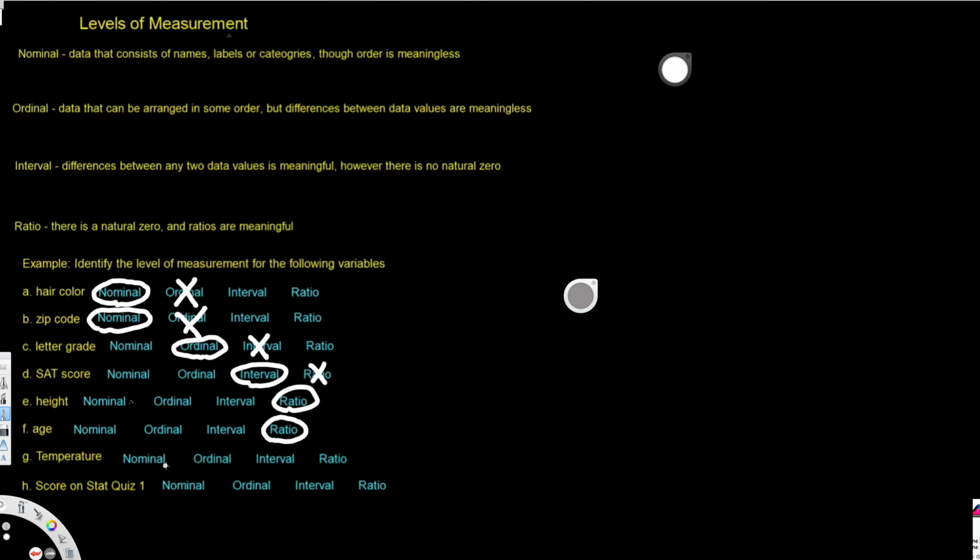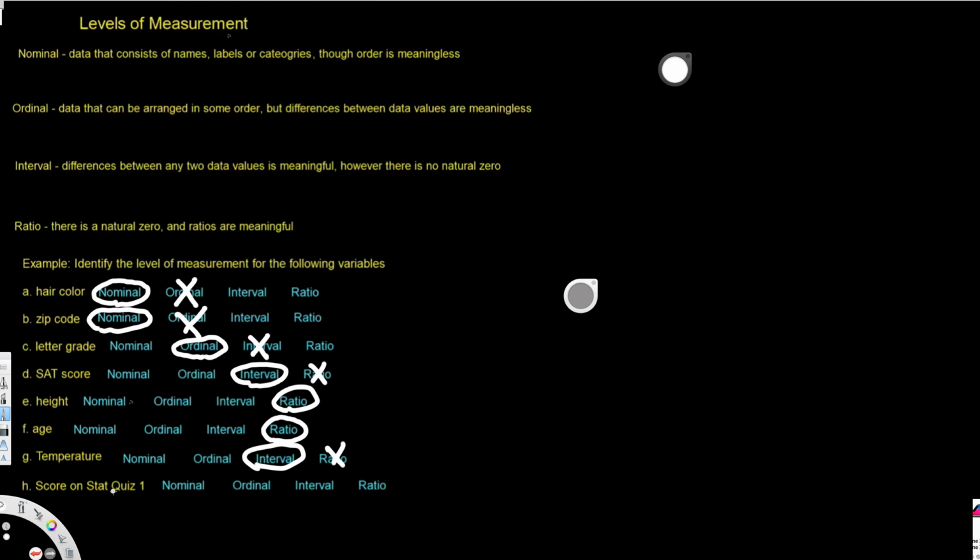Temperature, nominal and ordinal. There's an order for temperature, interval for temperature, and ratio, is there any natural zero for temperature? We have 0 degrees Celsius, but that is still a measurement of temperature. 0 degrees Celsius doesn't mean it's a natural zero, right? That's a measurement. So there's no ratio actually, right? There's no ratio, so this is going to be interval.